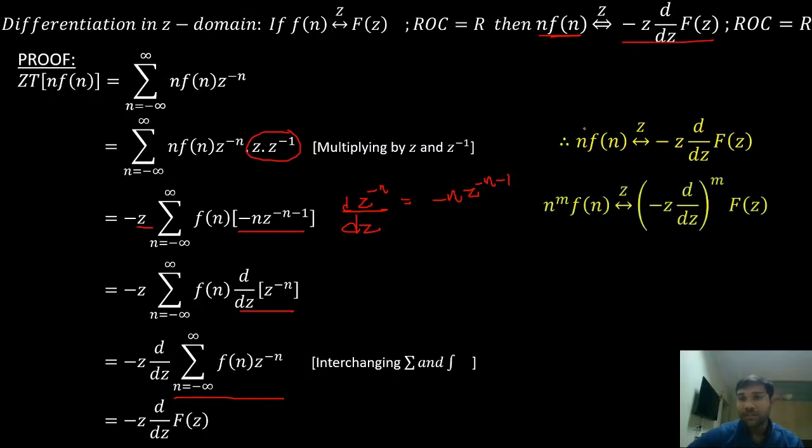So what happens if I differentiate it multiple times? If I differentiate, this coefficient minus z d by dz is now taken to the power of m, and the corresponding time domain signal is n to the power m f of n. If I do differentiation multiple times, I'm going to multiply my input signal also multiple times with n. That is how I'll do differentiation in z domain.